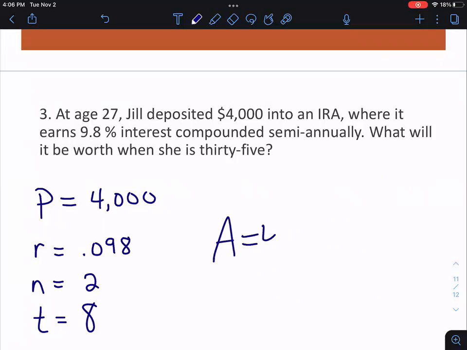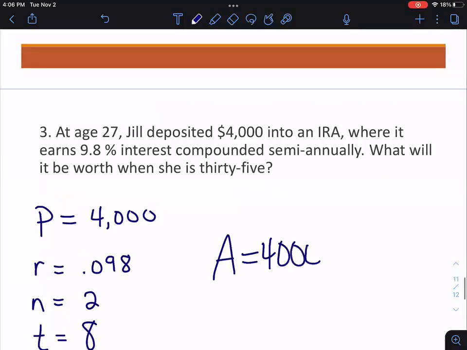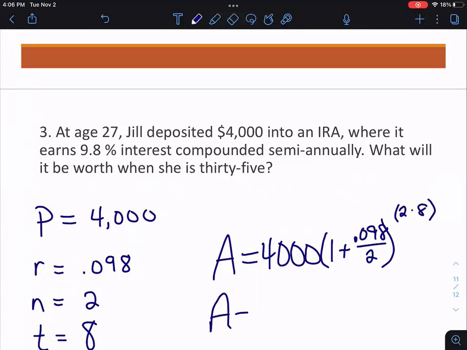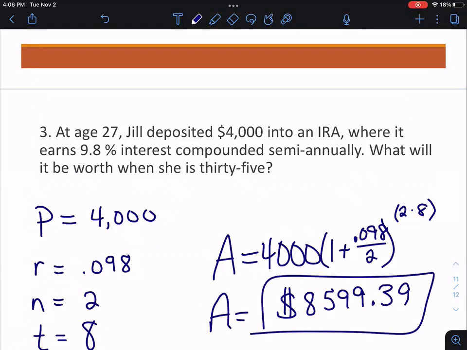So the amount in the account is going to be 4,000 times 1 plus 0.098 divided by 2, all to the 2 times 8 power. So Jill's going to have $8,599.39 in her account after she turns 35.